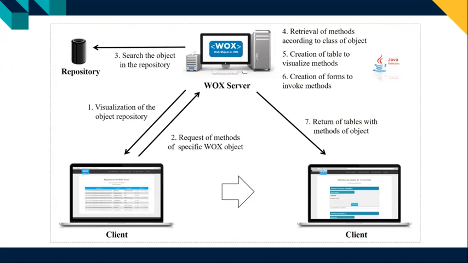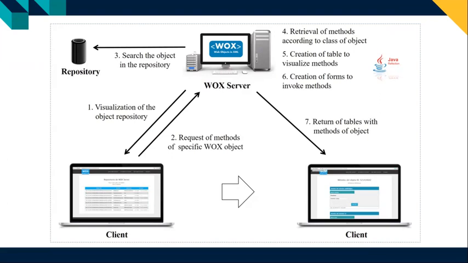In step 1, the user accesses the repository of objects, where every object is displayed with its URL, name, reference, and actions. These actions are view object and view methods. In step 2, the user selects the view methods link from the actions for a specific object. Now, in step 3, the system receives a request which contains the ID of an object to be manipulated. It proceeds to search for it in the object repository.